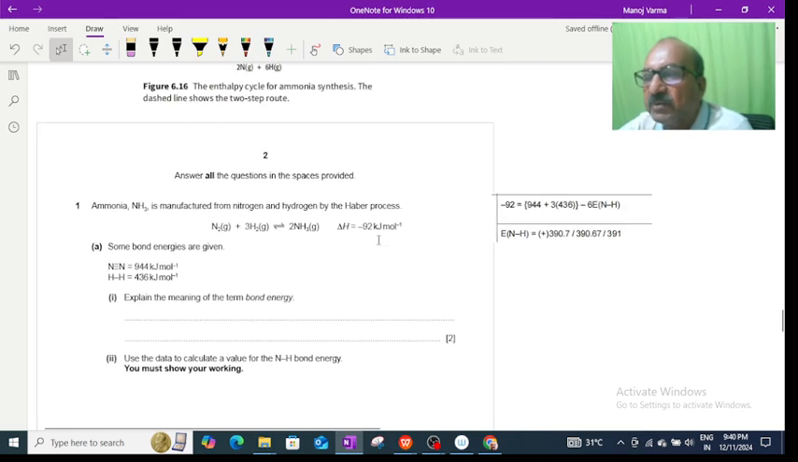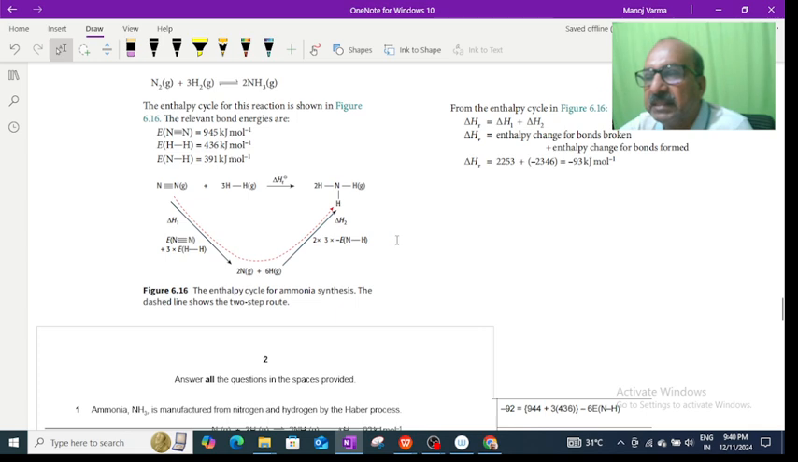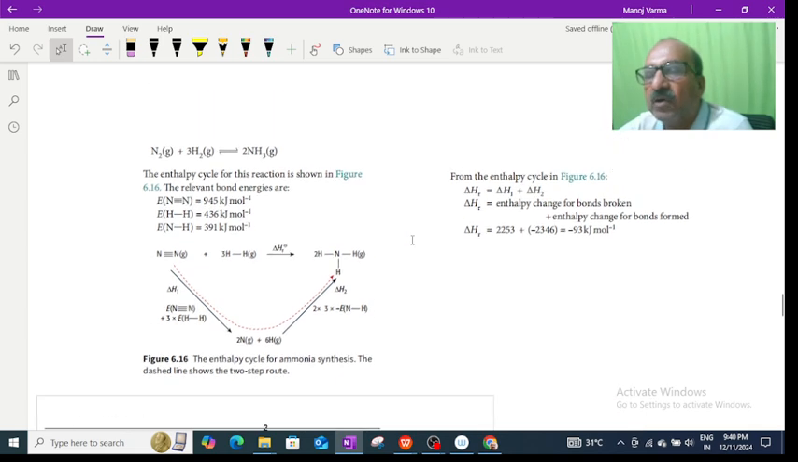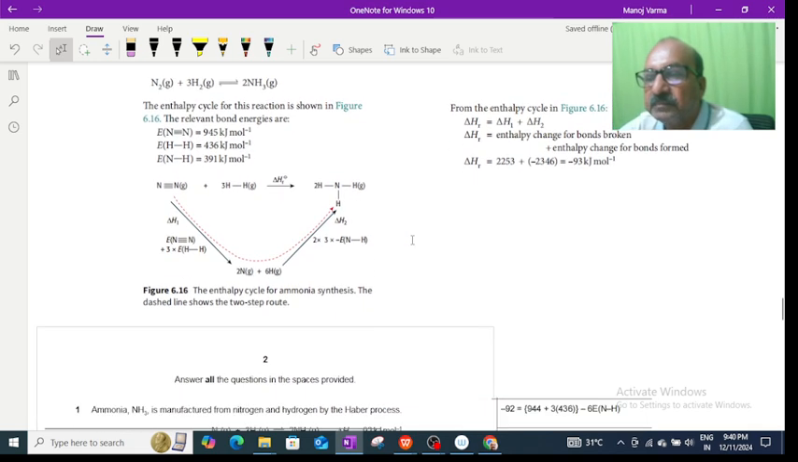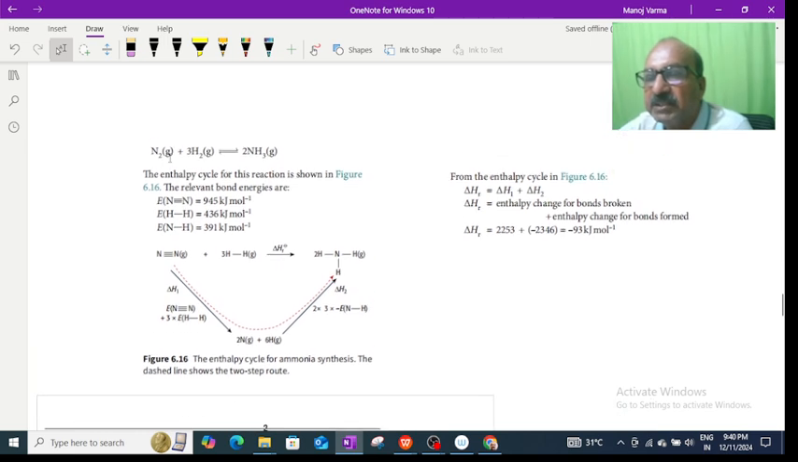Now let us try to understand this. So I have taken this enthalpy cycle from your textbook. So see the same reaction, N2 plus 3H2 gives you 2NH3. So N2, as you may be aware, has a triple bond between the two nitrogen atoms, whereas the hydrogen only has a single bond, but there are 3 hydrogen molecules.